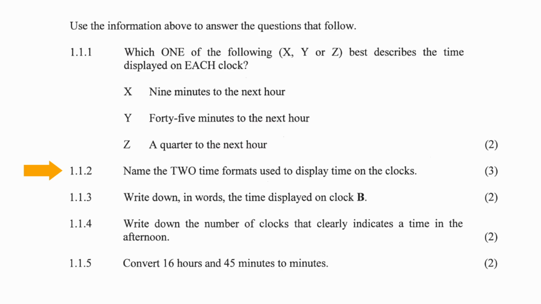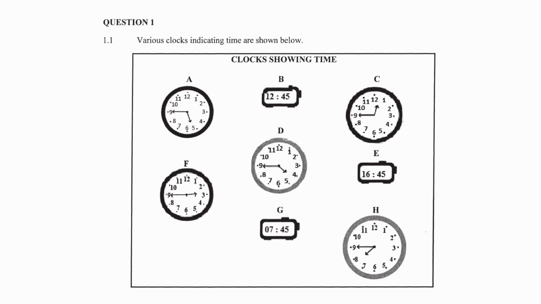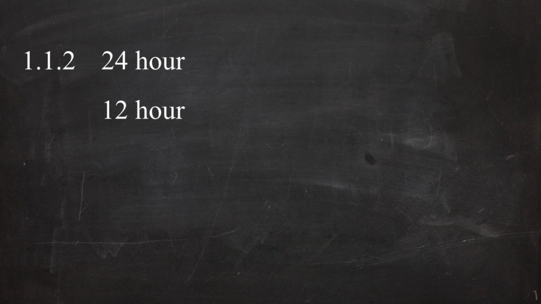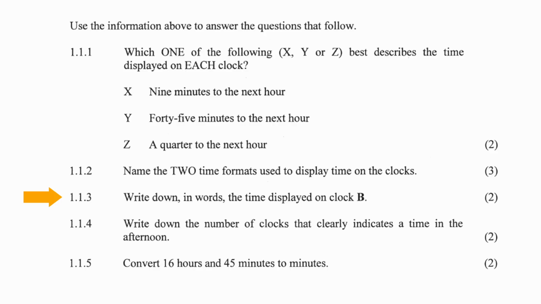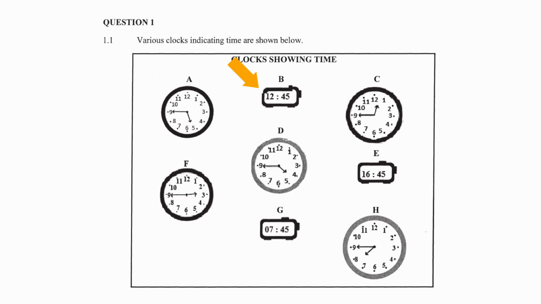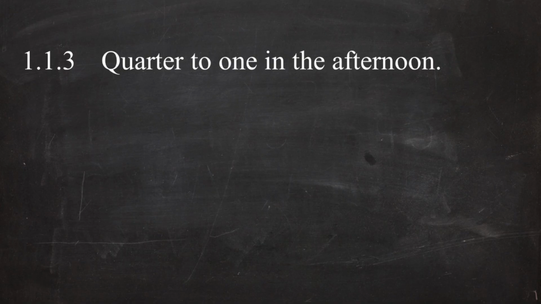In question 112, you are instructed to name the two time formats used to display time on the clocks. The two time formats used to display the time on the clocks are the 24-hour and the 12-hour format. In question 113, you have to write down in words the time displayed on clock B. The time displayed on clock B is 1:45 in the afternoon.